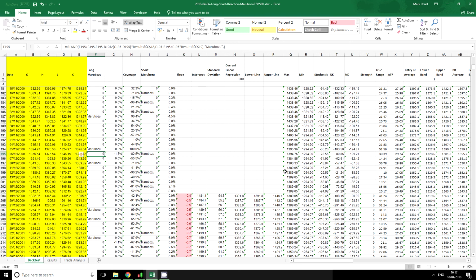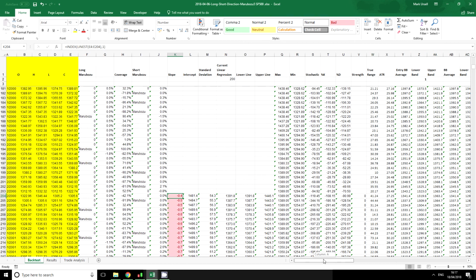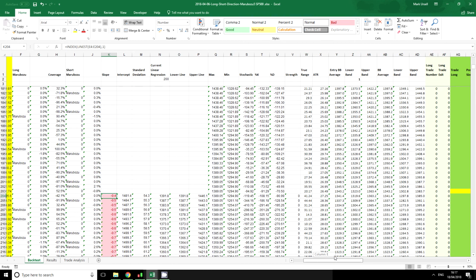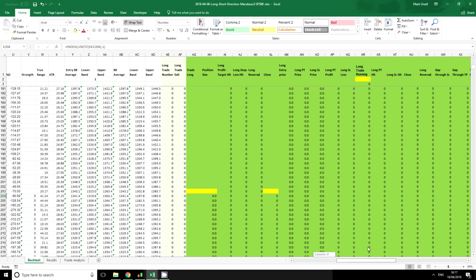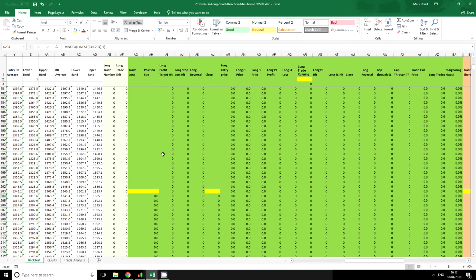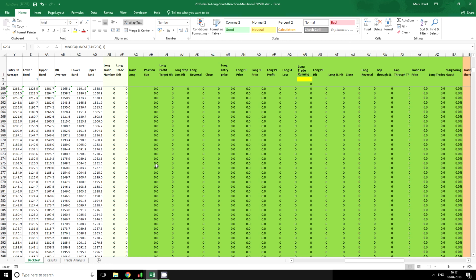Now, if you want to hold on till later in the video, I will play around with this and look at some different options for it, but this is my base situation. Okay, so we've got the filter, we've got our entry signal, and over here we have the calculations for the trades.